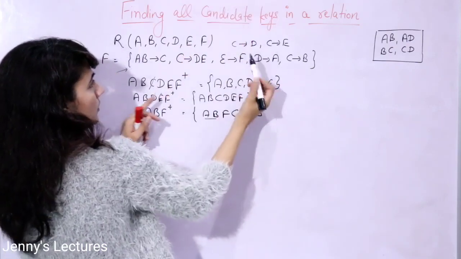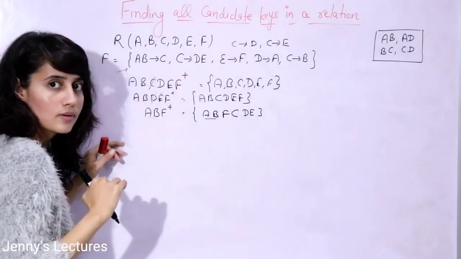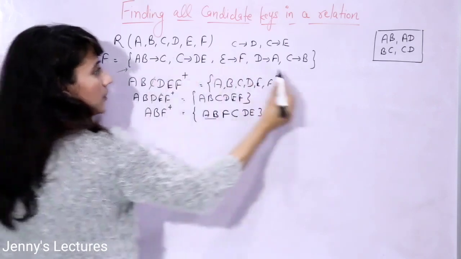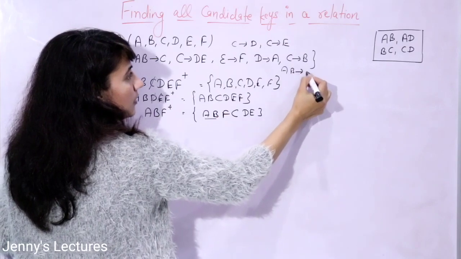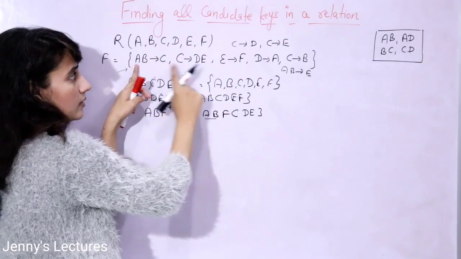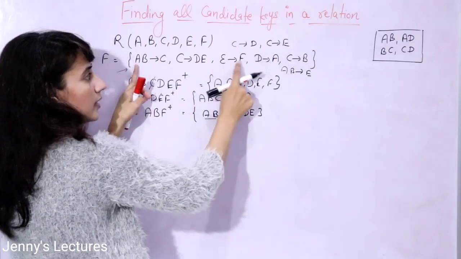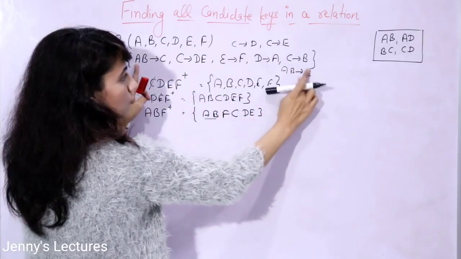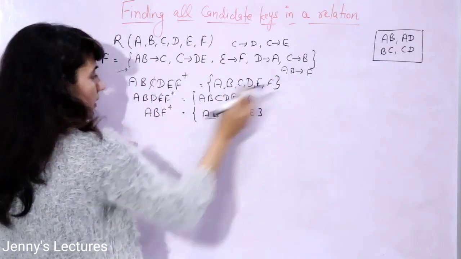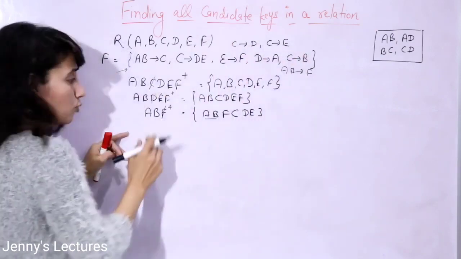Now see, C can determine E and E can determine F, right? Using that transitivity property, can we say AB will determine E? Yes, AB determine C, right? C determines E. It means AB will determine E. E determines F means AB will determine F, not E, right? So here I can discard F because I have AB. Using AB I can determine F, so no need to write down F.